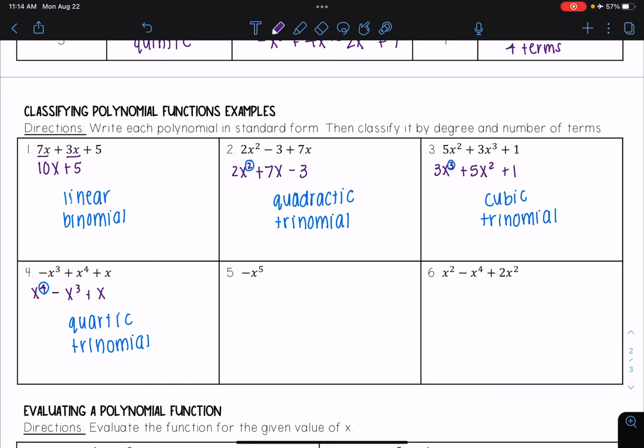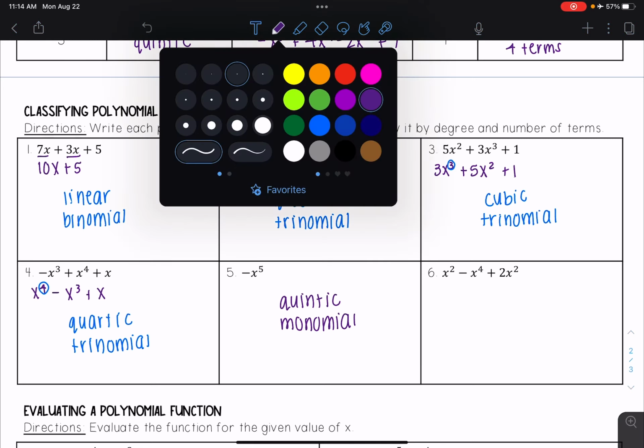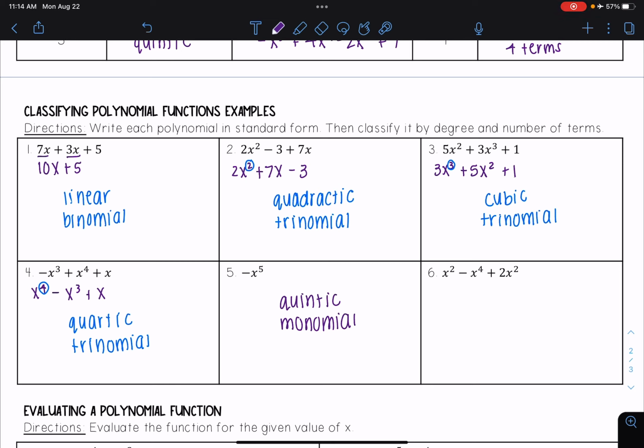Number 5, I have negative x to the 5th. There's only one term, so this is already in standard form. It has degree 5, so that's quintic. And it's only one term, so it's a quintic monomial. And then looking at this last one, my highest exponent is 4, so I have negative x to the 4th. And then I have 2 terms with x squared, so I can actually combine those two. And so 2x squared plus x squared, I get 3x squared. And so here my highest exponent is 4, which means this is quartic. And I have 2 terms, so it's a quartic binomial.